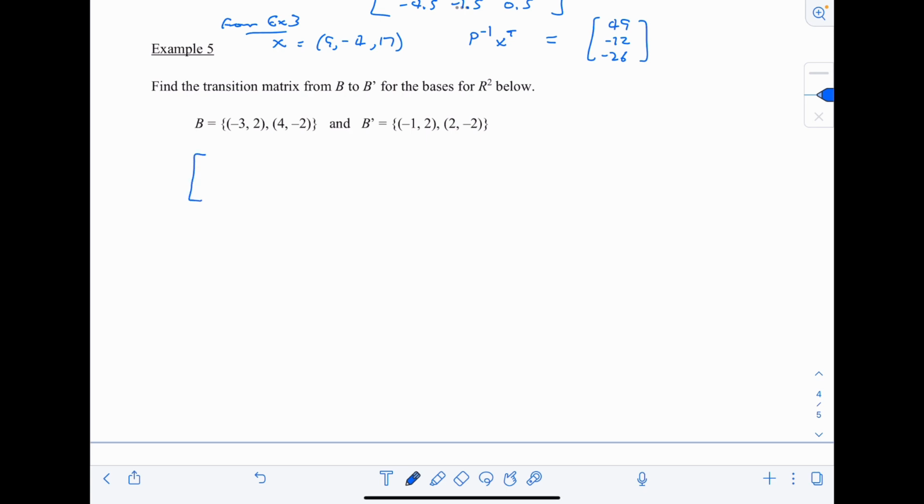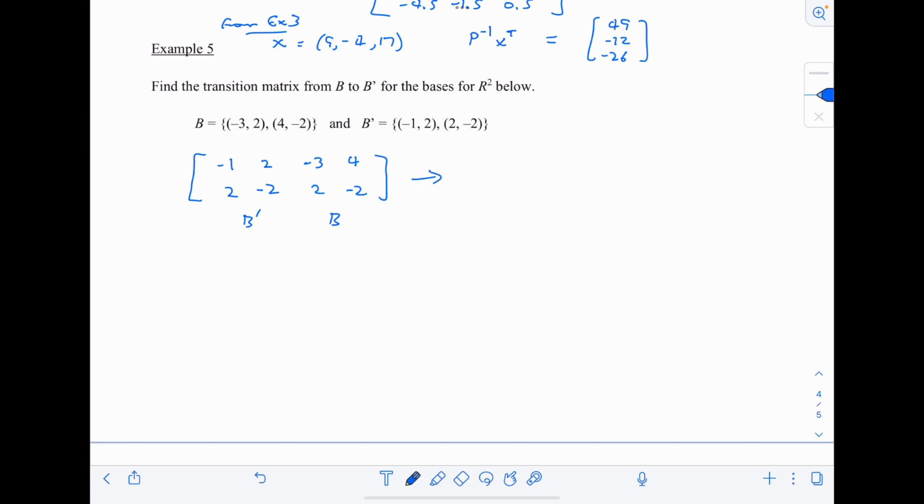So again, I'm going to start with B prime on the left side, making sure that we think of those as columns. We're going to write it like this, and then write B, same thing. I'm going to write those as columns. So -3, 2, and 4, -2. So this is B prime, this is B.